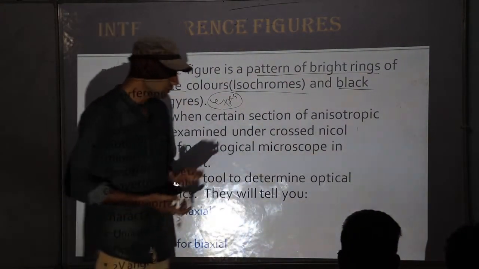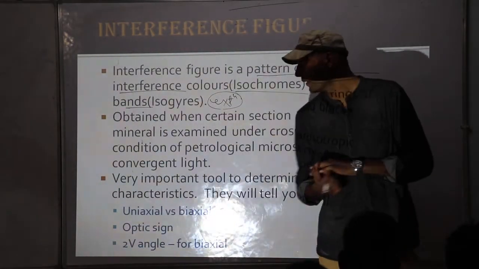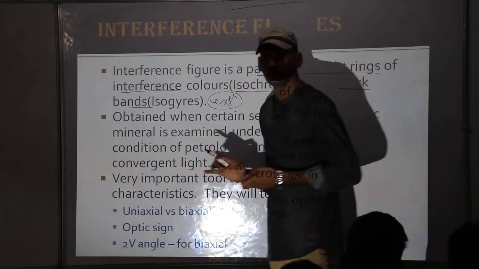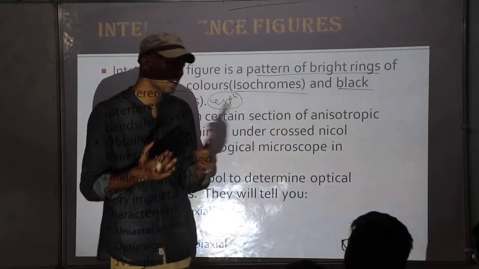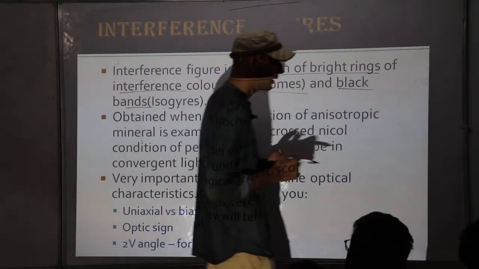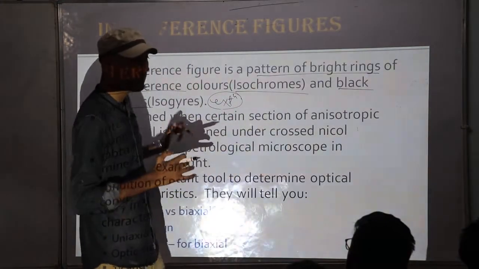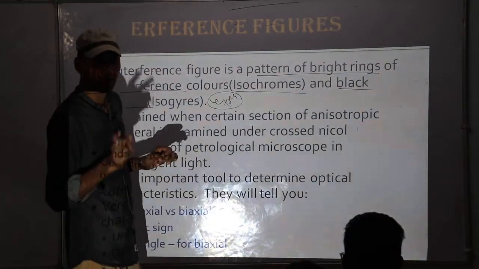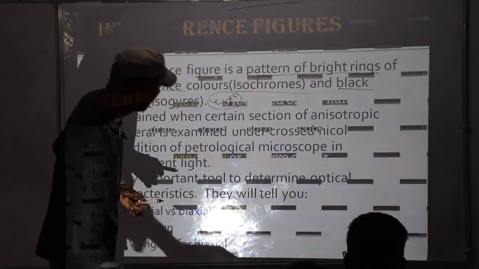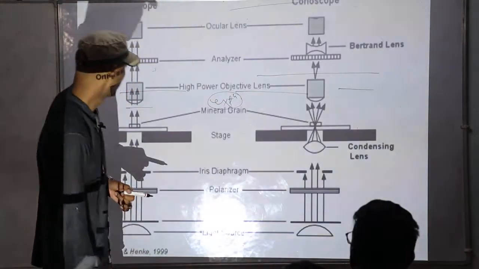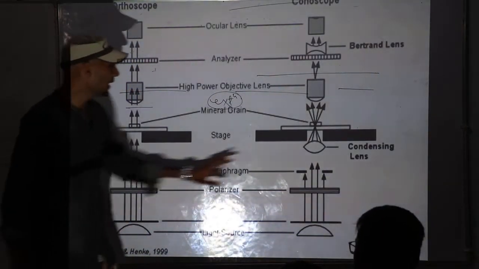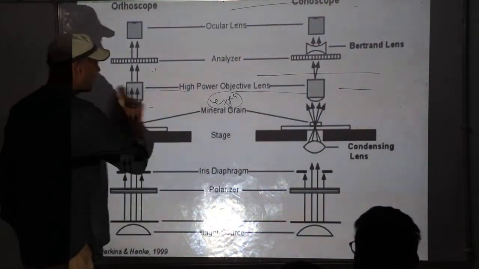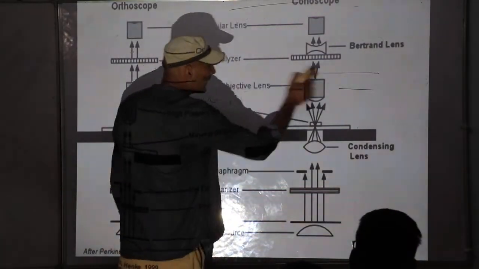Okay. So when is it obtained? When an anisotropic mineral is examined under which condition? Crossed nicols condition. Another thing I discussed in yesterday's class: you can obtain an interference figure only in conoscopic arrangement. I have described two arrangements, orthoscopic and conoscopic. You can see here, this is for orthoscopic, this is for conoscopic. In orthoscopic the light rays are perpendicular to the stage.